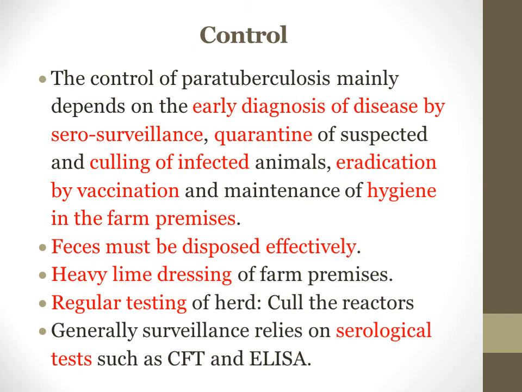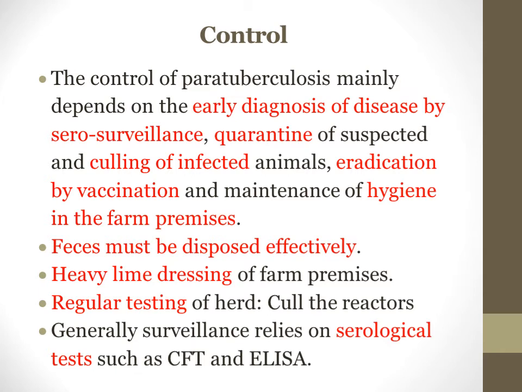The treatment is not possible, the prevention is also difficult. So the solution is the control measures. The control of paratuberculosis mainly depends on early diagnosis of the disease by serosurveillance. The earlier the diagnosis, the less the spread of the disease because fewer organisms are excreted. So early diagnosis and early disposal is very important.